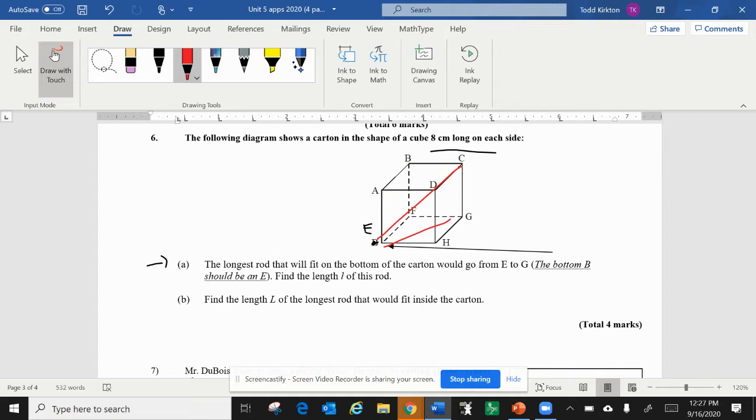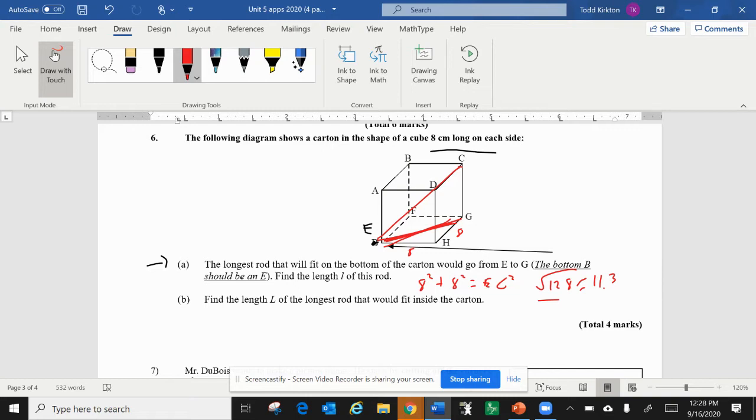It's a 3D question. So in the bottom of the carton, if these are both 8, then the distance from E to G, they actually even tell you it's that distance. So that would be 8 squared plus 8 squared equals EG squared. So square root of 128. You want to change that to 11.3, you can. I would keep it as square root of 128 for the next question.